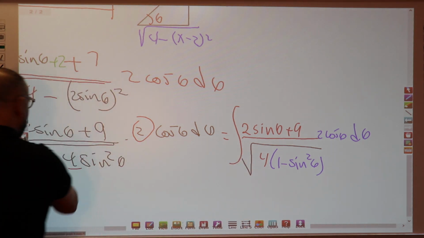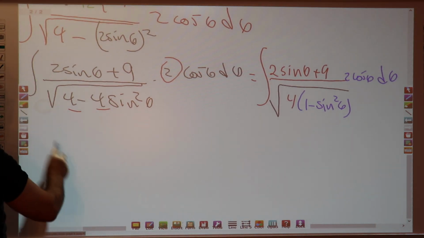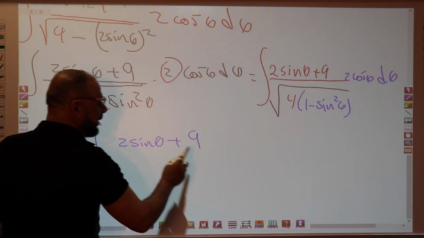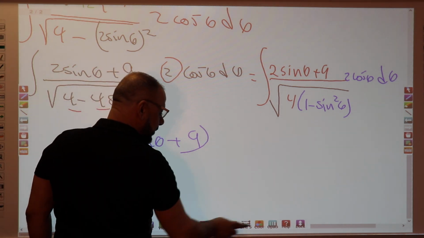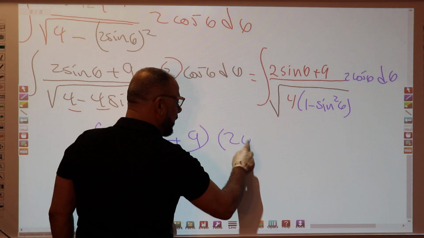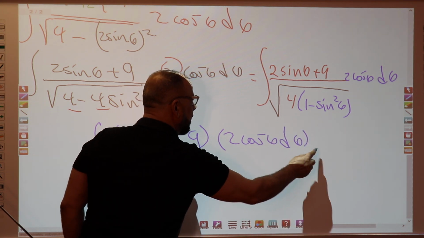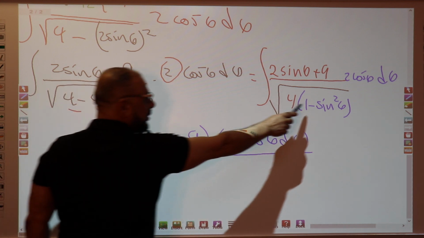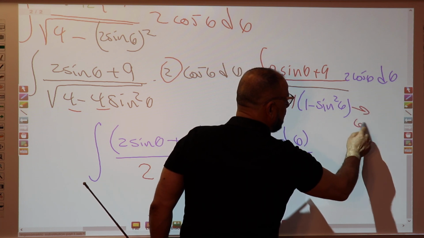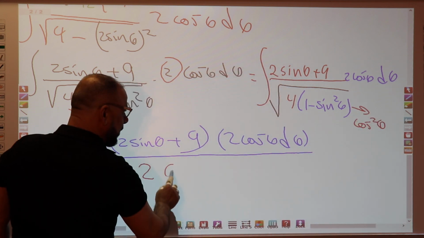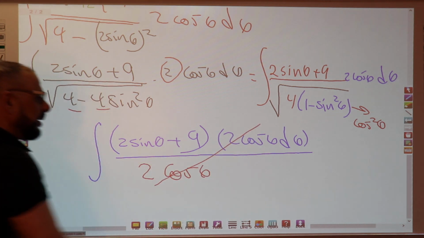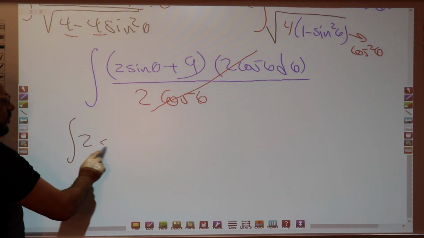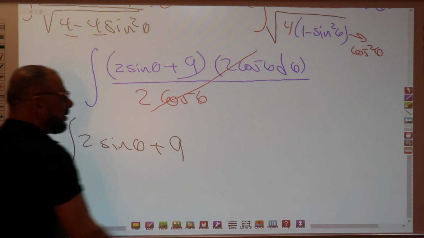And the square root of 4 is 2. 2 sine theta plus 9 times 2 cosine theta d theta over what? Now we agree together this 2 and this 1 minus sine squared is what? Cosine squared, which becomes cosine theta. Then all this cancels with that, right? What's left to integrate? Integration of 2 sine theta plus 9 d theta.